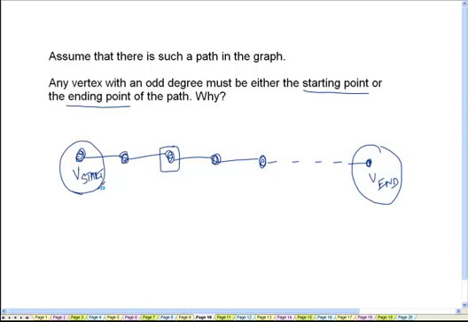But it's not possible for a vertex which is neither the start vertex nor the ending vertex to appear in the middle. It's not possible for a vertex with an odd degree to appear only in the middle. You can't have an instance where an odd degree vertex appears in the middle, but it does not appear either as the starting vertex or as the ending vertex.